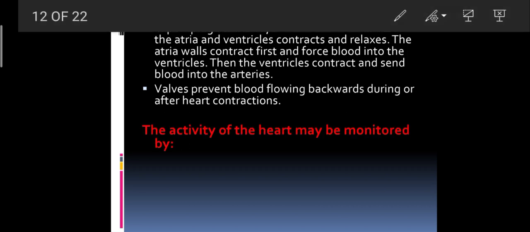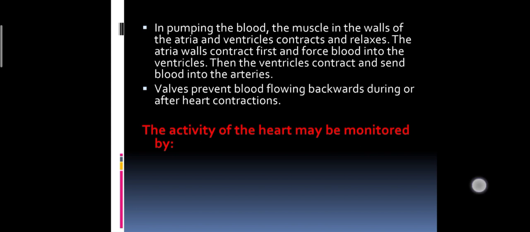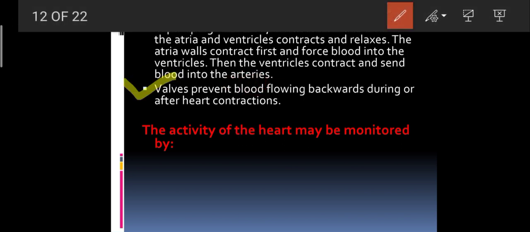In pumping the blood, the muscles in the walls of the atria and ventricles contract and relax. The atrial wall contracts first and it forces the blood into the ventricles. Then the ventricles contract and send blood into the arteries. The valves prevent the blood flowing backwards during or after the heart contractions.